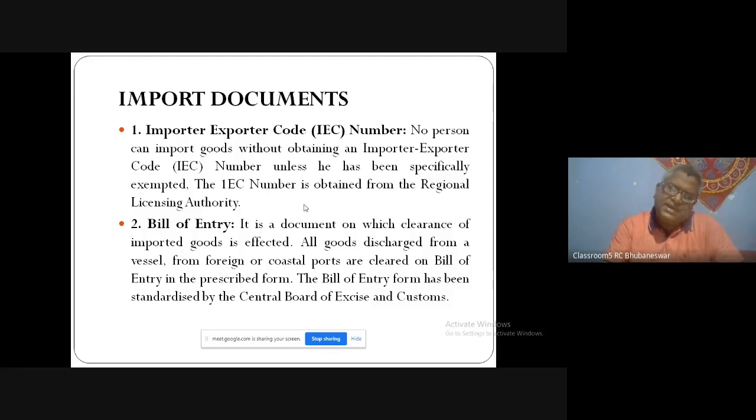Similarly, I have pointed out several times, IEC is required. IEC means importer exporter code is required. That number is necessary and is required from the regional licensing authority. Every time I have to say it. Secondly, a bill of entry is required for the central excise board and customs control with a prescribed form, because the goods are to be discharged in a proper manner.